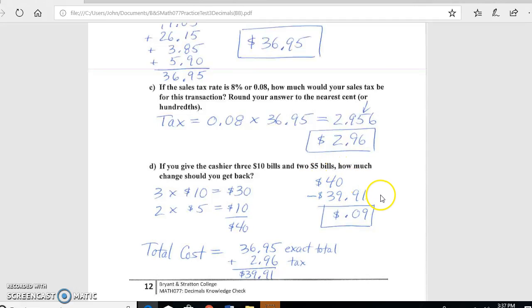The total cost of our items plus their tax is $39.91. And when we do this subtraction, we're going to have 9 cents as our change back. Now, you can put a decimal point here next to the 0 and put 2 zeros next to it, and you do the subtraction by hand, you're going to get the 9 cents, but you are able to use a calculator to do this subtraction.